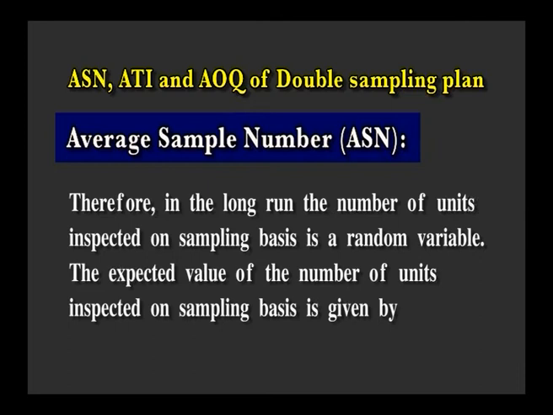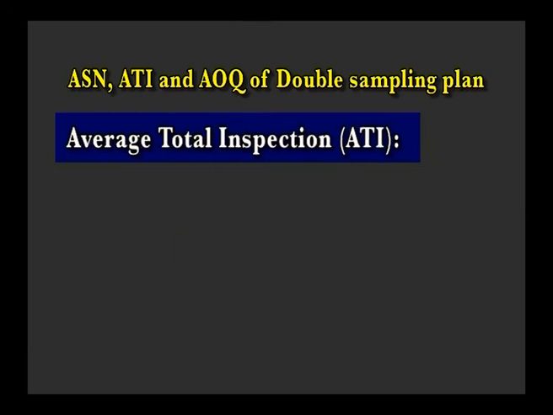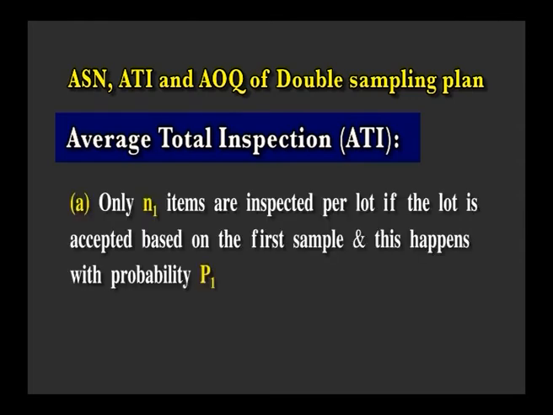The expected value of the number of units inspected on sampling basis is given by ASN equals N1 plus N2 times summation x equals C1 plus 1 to C2 of P(x, n1p). Average total inspection, ATI. Only N1 items are inspected per lot if the lot is accepted based on the first sample, and this happens with the probability P1.